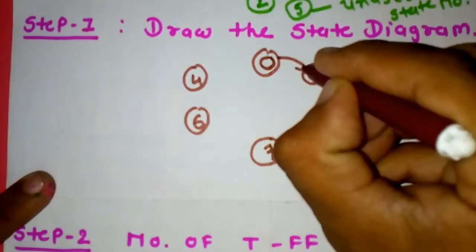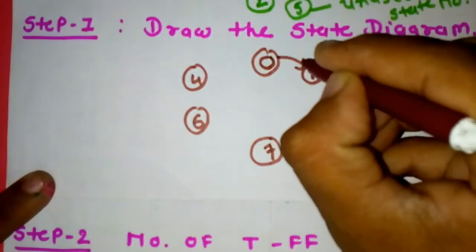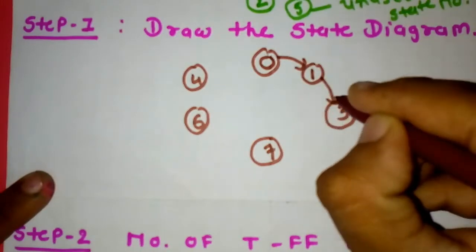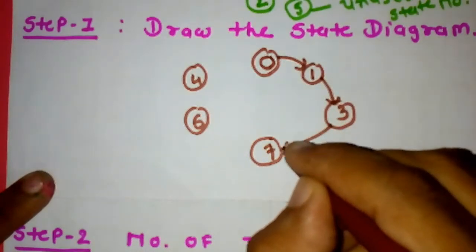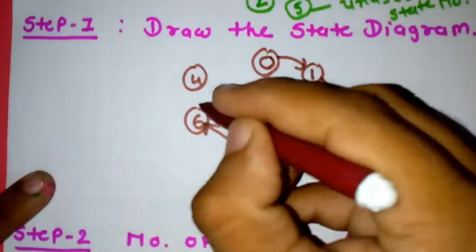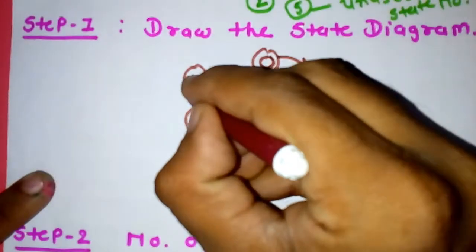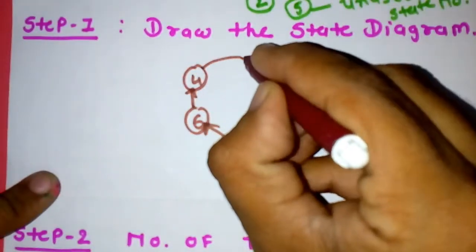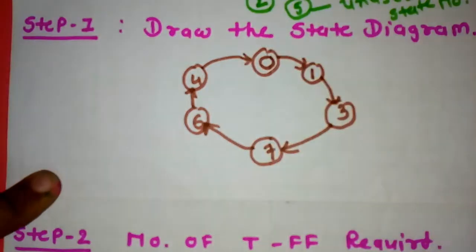This is called 0. The next state of 0 is 1. This is called 1. The next state of 1 is 3. This one is 3. The next state of 3 is 7. This is called 7. The next state of 7 is 6. The next state of 6 is 4. And the next state of 4 is 0.